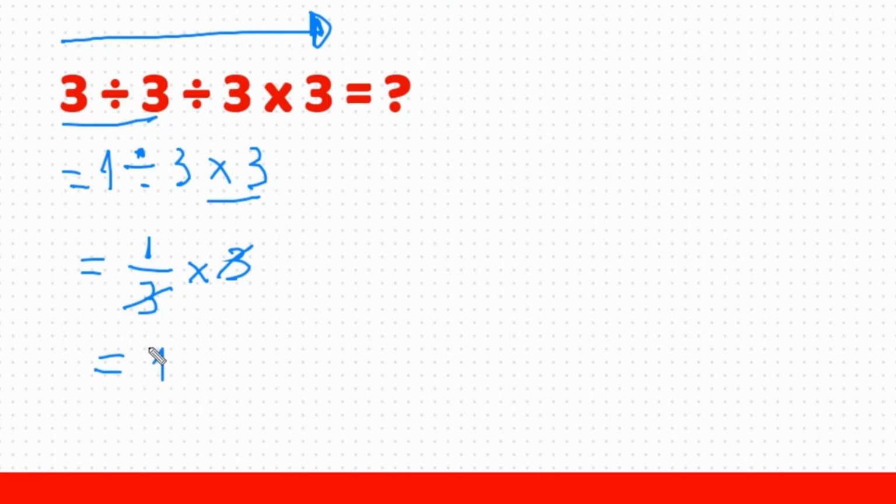So, the result of this numerical expression, 3 divided by 3, multiplied by 3, is equal to 1. So, in this numerical expression, where we have division and multiplication, you need to pay attention here, because you have to solve what comes first from left to right.